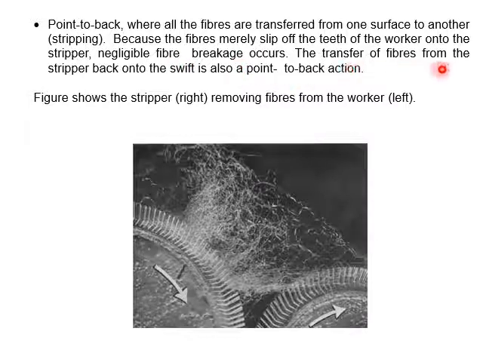The transfer of fibers from the stripper back onto the swift is also a point to back action, because all the fibers are then transferred from the stripper back onto the swift. So where all the fibers are being transferred, this is point to back. The figure shows the stripper on the right removing the fibers from the worker on the left.